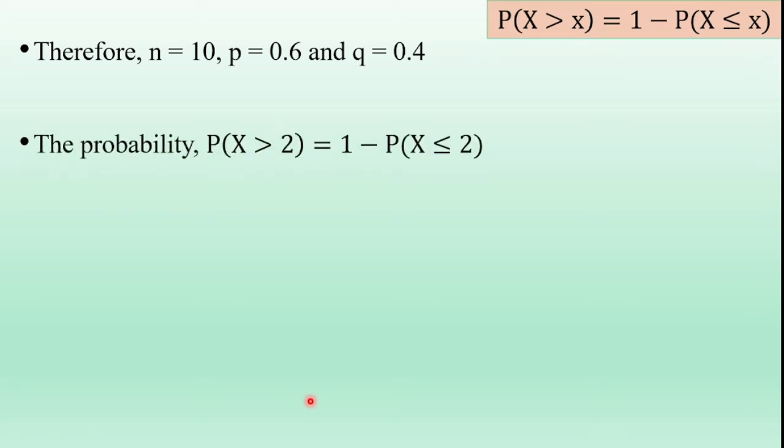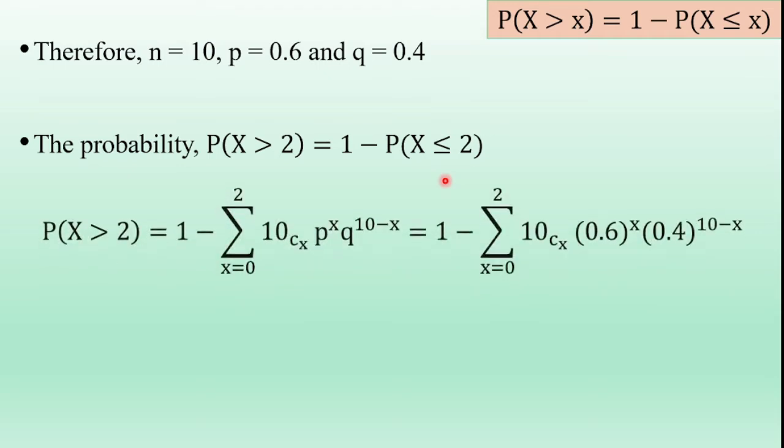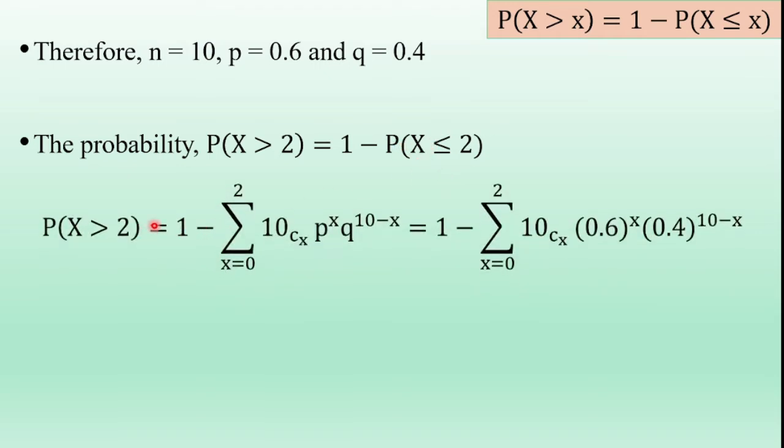So let's find out the probability of x greater than 2. But we know from the properties of the probability density function, P of x greater than 2 is 1 minus P of x less than or equal to 2. So P of x less than or equal to 2 means x is equal to 0 to 2. Using binomial expansion, sigma x is equal to 0 to 2 nCx into p power x into q power n minus x. Now here n is 10, p is 0.6, q is 0.4.